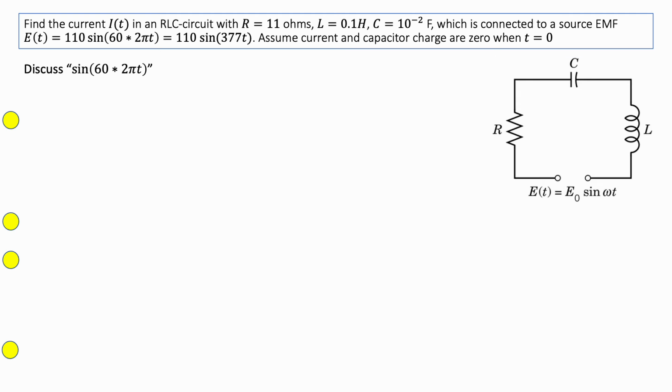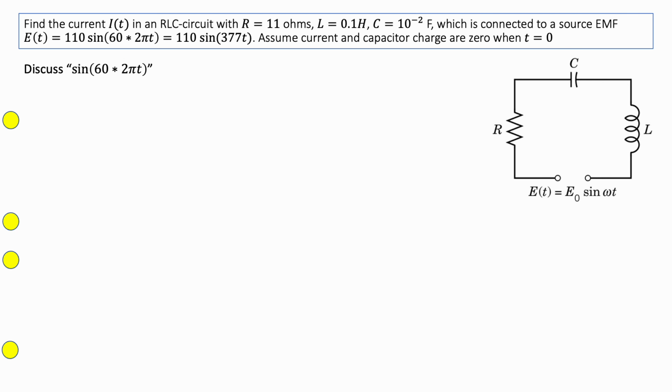Now, look at this problem. Find the current I_C in an RLC circuit with R equals 11 ohms, L equals 0.1 henries, and capacitance is 10 microfarads, 10 to the minus 2 farads. They're connected to the source EMF, 110 sine 60 times 2 pi t, that's 110 sine 377t.